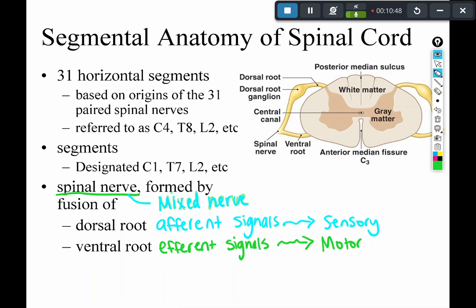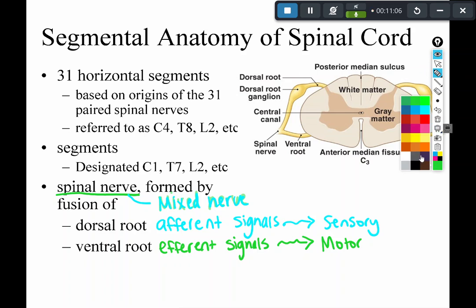So if I were to ask you in a test, true or false, each spinal nerve carries only afferent or only efferent information, you would say false. No, it carries both. It's the roots that are separated by that function. So that's kind of the deal there.